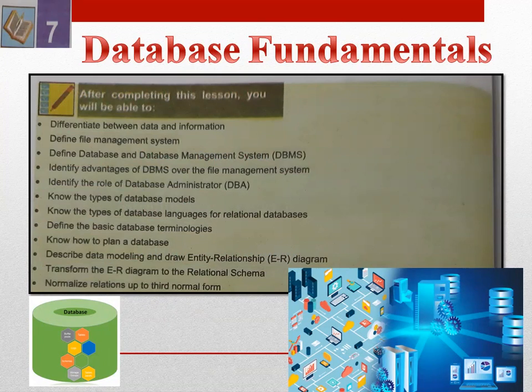Know the types of database languages for relational database. Define the basic database terminology. Know how to plan a database. Then describe data modeling and draw entity relationship diagram, ER diagram. Then transform the ER diagram to the relational schema. Then normalize relation up to third normal form. So all these are the key points which we will discuss in this chapter and in this unit.